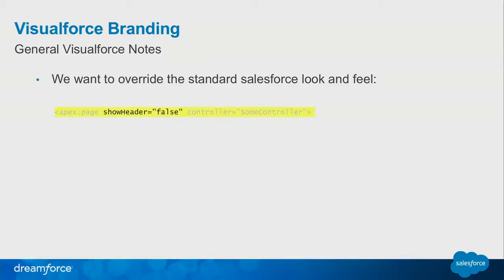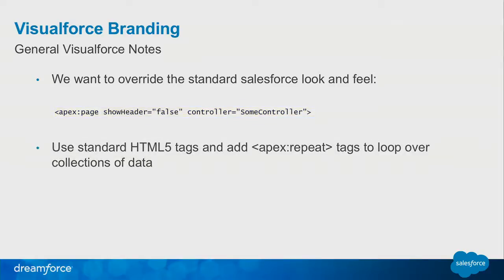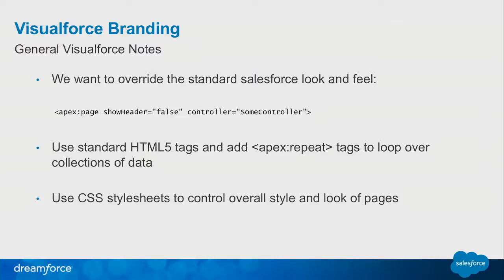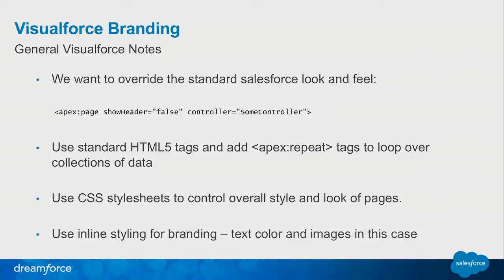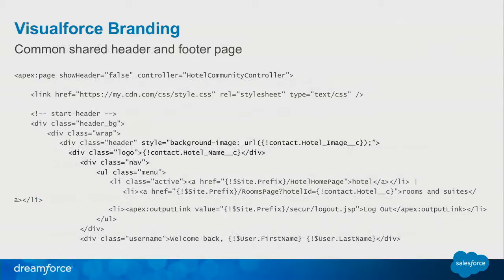We're going to use standard HTML5 tags, and for the data where we need it, we're going to use Apex repeater tags to loop over our data collections. And then CSS style sheets, obviously, to control the overall look and style of our pages too. And like I mentioned before, to do the actual branding that's specific to each customer, we'll use inline styling for that. I'll show you that in a minute.